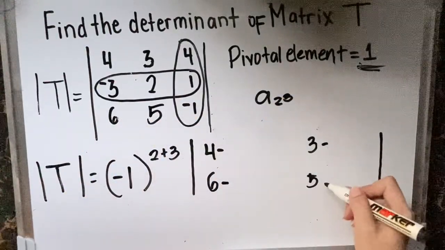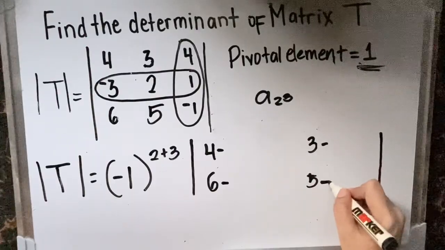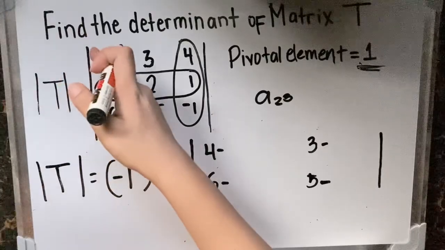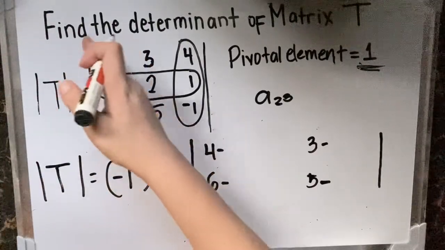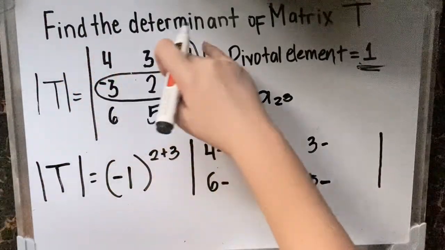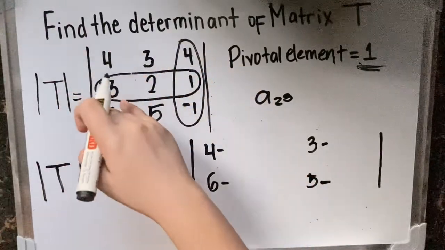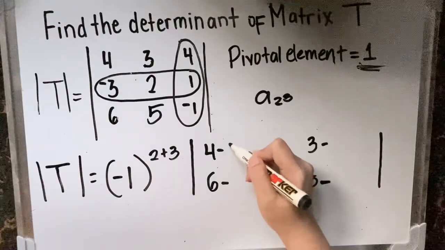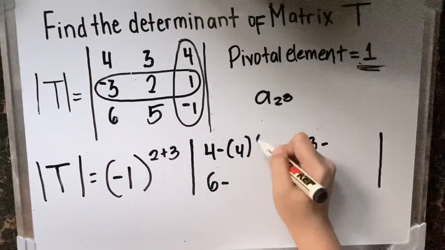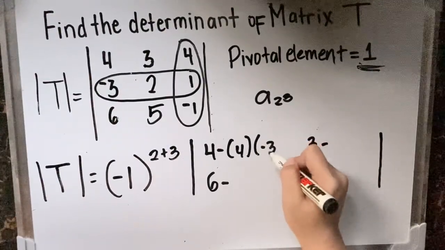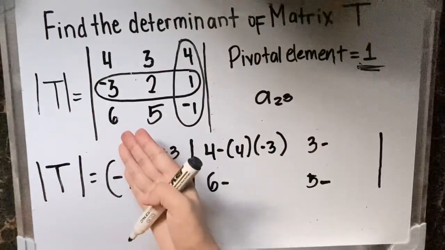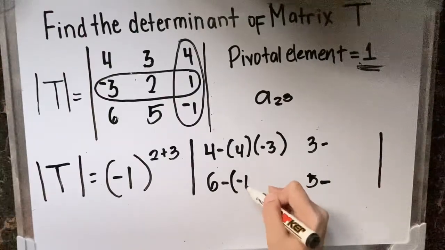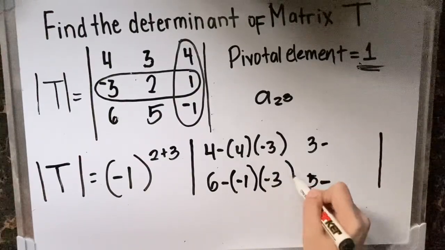So, ito yung isusubtract mo. You will subtract yung product ng element na nag-intersect doon sa 4 natin. So, kung ito yung entry, kukuhanin mo yung katapat niya, yung pivotal row and yung pivotal column niya. So, that would be 4 multiplied by negative 3. Dito naman is negative 1 and negative 3. So, 6 minus the product of negative 1 times 3.